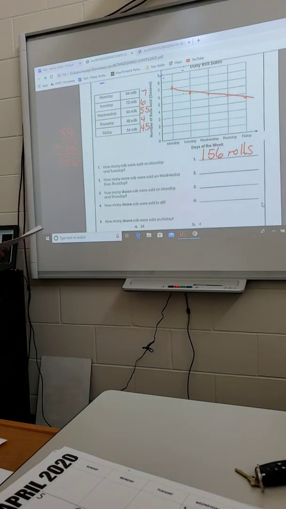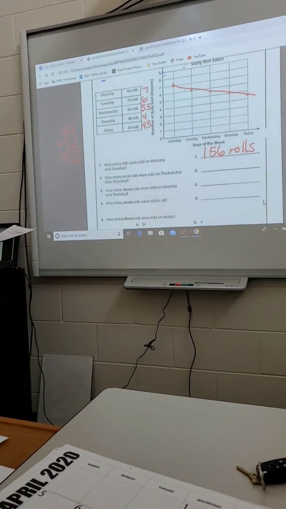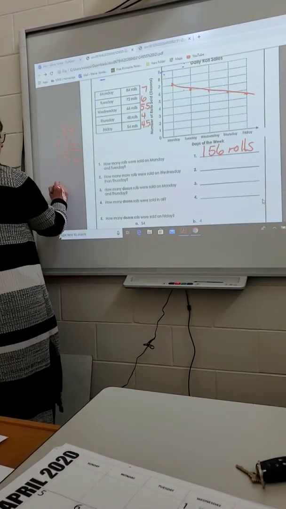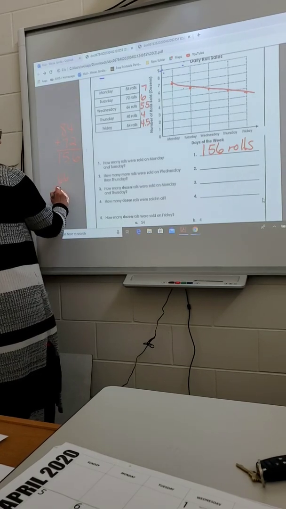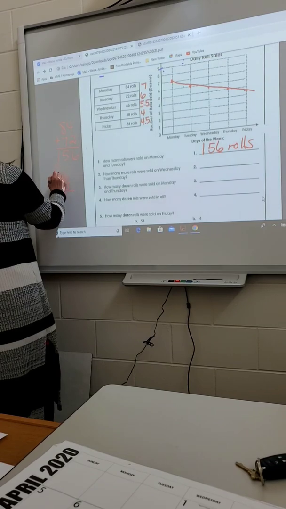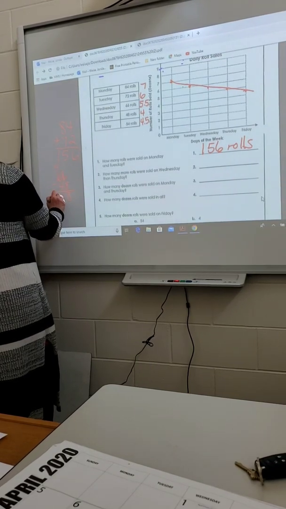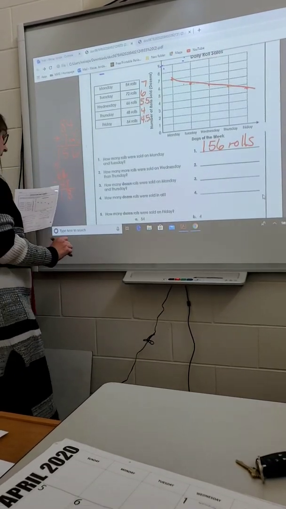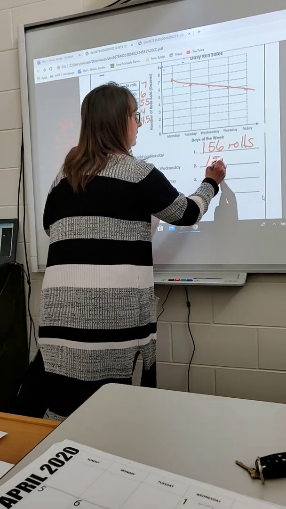How many more rolls were sold on Wednesday than Thursday? Well, we had 66 minus 48. Well, we'd have to borrow. 5 minus 4 is 1. It'd be 18 rolls.